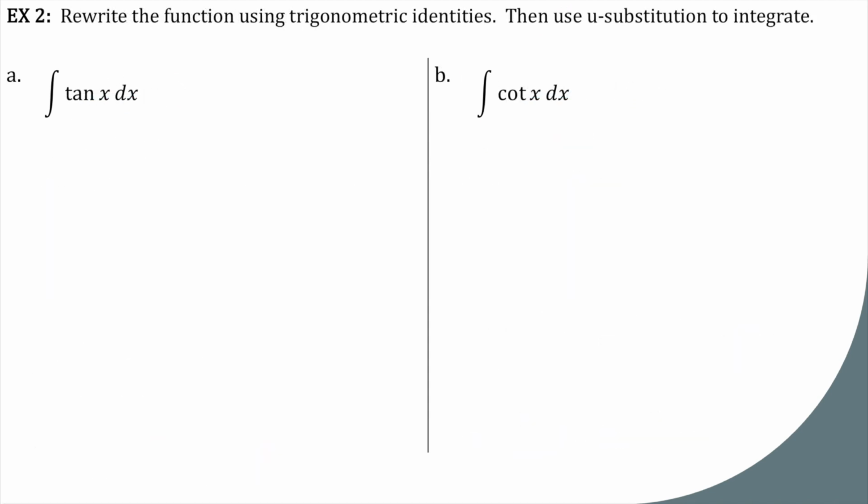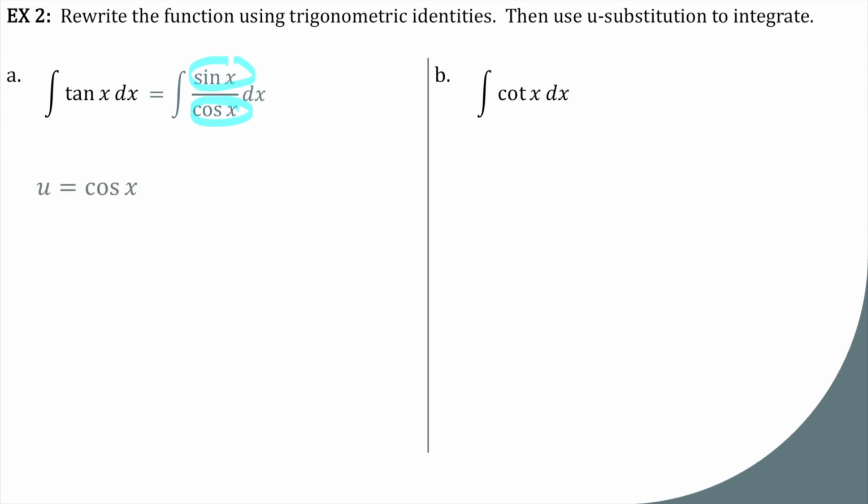Integrating trig functions can be tricky. A lot of times you'll have to rewrite them before you can integrate them. So for example, tangent x dx. Well, we know that tangent x is sine over cosine. And then I always like to look in the bottom first to find my u, because I want my du to be on the top.